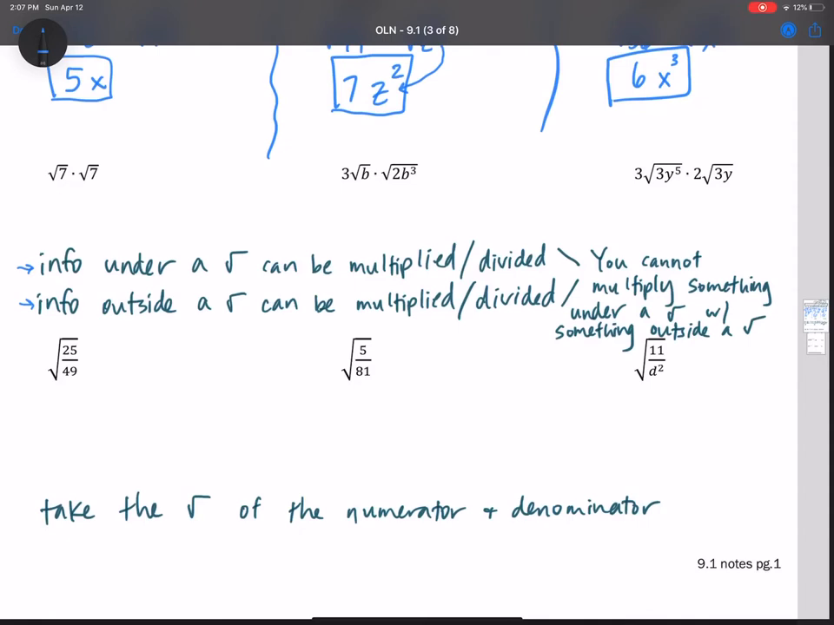Okay, square root of 7 and square root of 7. They're both under the square root, so we can multiply those together. That is the square root of 49. What is the square root of 49? Well, that's 7. All right, this little trick here is something that we're going to want you to pay attention to because you're going to end up using it in the next video.